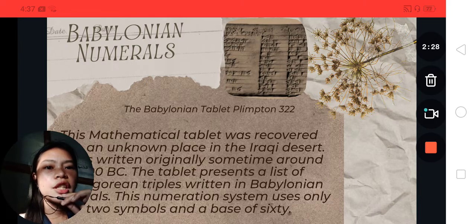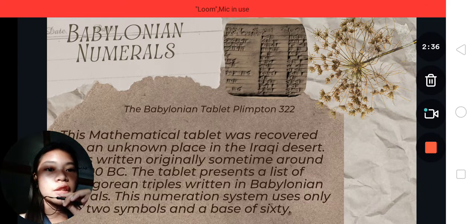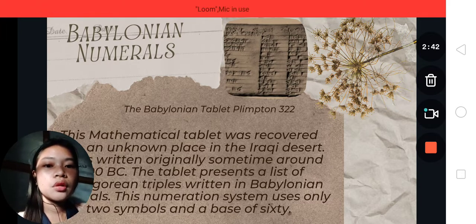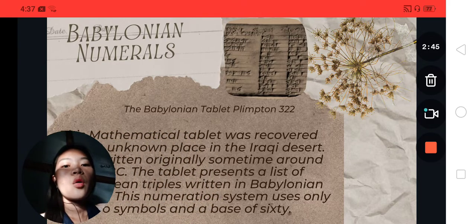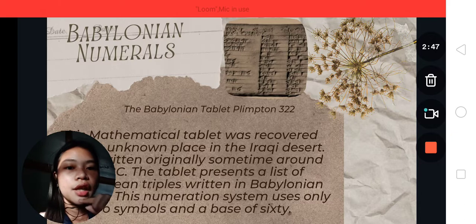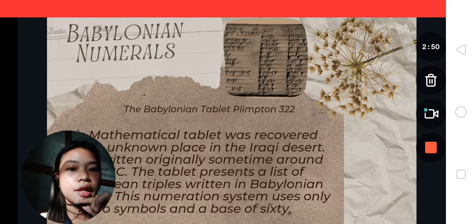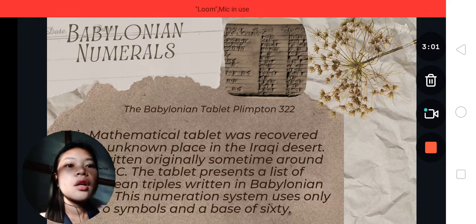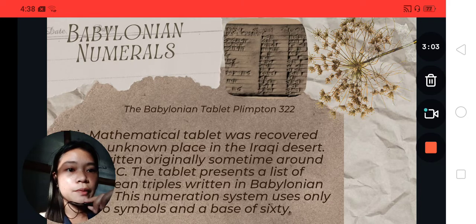Babylonian numerals. This mathematical tablet was recovered in an unknown place in the Iraqi desert, dating originally to sometime around 1800 BC. The tablet presents a lesson in Babylonian mathematics, and this numeration system uses only 2 symbols and a base of 60. Here is the Babylonian table, Plimpton 322.